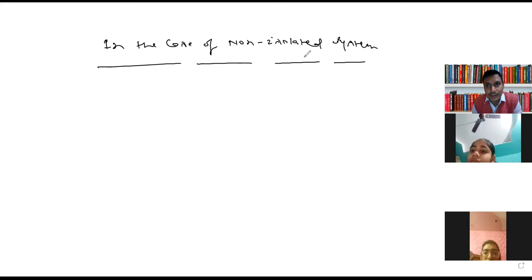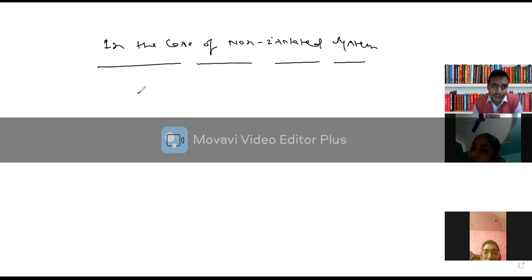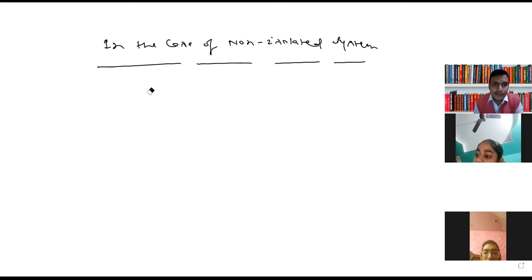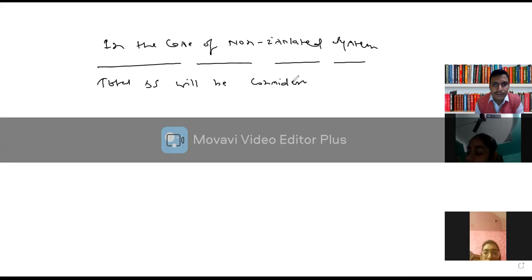But in the case of a non-isolated system, the total delta S you have to consider. You can write here like that: total delta S will be considered. Do you know why? Because system and surroundings combined form an isolated system.